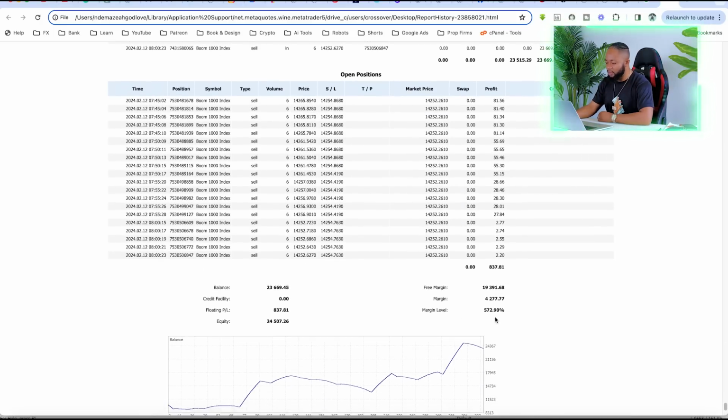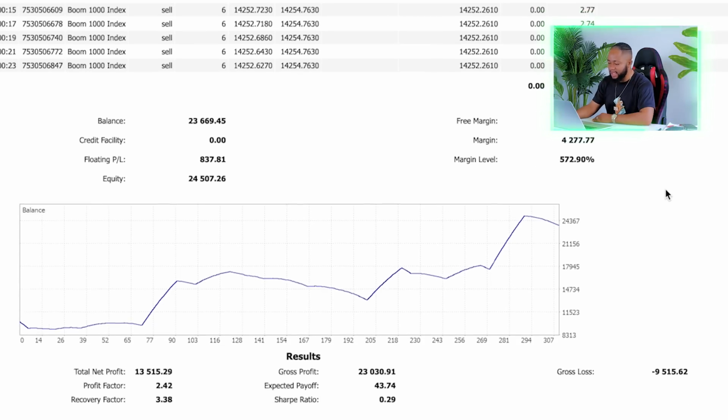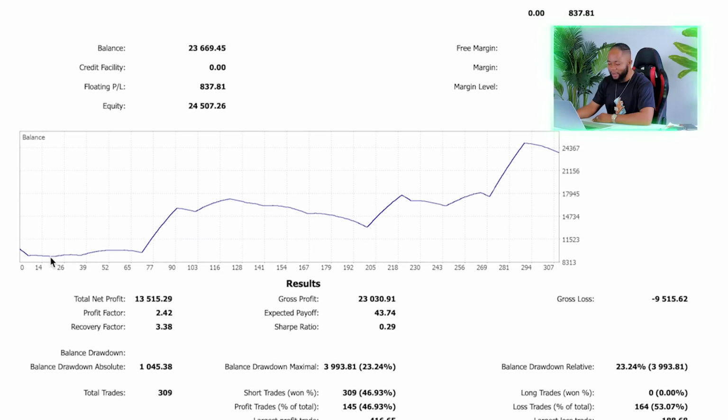So on this chart, we started with, you can see that our balance is now on what? Our balance is on 23,000. We've made almost about 13,000, as we can see here. Free margin 19,000. And this is the curve. Can you see our curve? Can you see how we've been going up? This is what I wanted to see. We've been going up steadily. Now we're standing on around $23,000.